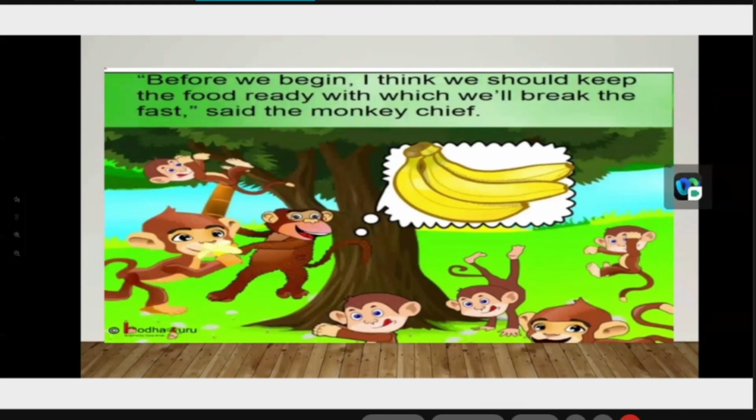Before we begin, I think we should keep the food ready with which we break the fast, said the monkey chief. Very good, Shayan, superb, fantastic. We will, that is we will, double L is there, no, you have to say that we will, okay? Superb, Shayan, very good, fantastic. Thank you, ma'am.